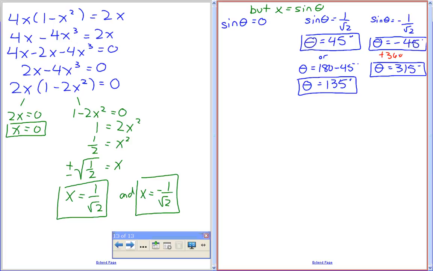180 minus. There are 3 things you need in this unit. Sine is 180 minus. Cos is 360 minus. Tan is 180 plus. That's literally the 3 things you need for this. So we're going to say or theta is 180 minus negative 45, which happens to be 225.